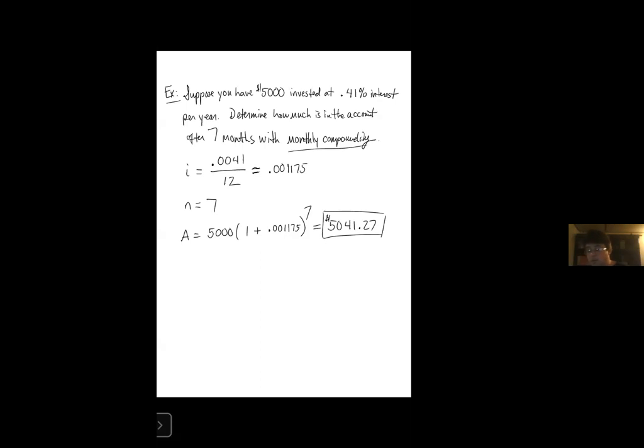An answer pretty close to 5,000 should be expected because it was a very low interest rate. Even though it is earning every month, it's still a pretty low interest rate. So we should expect that answer to be close to 5,000. But let's look at another example. I'm debating if I'm going to be able to fit this all on one page. I think I will be able to.